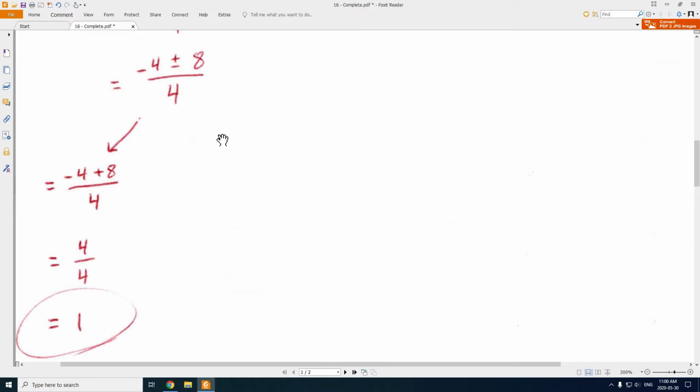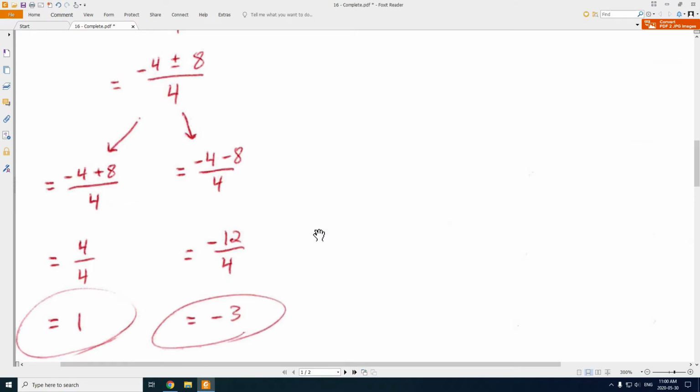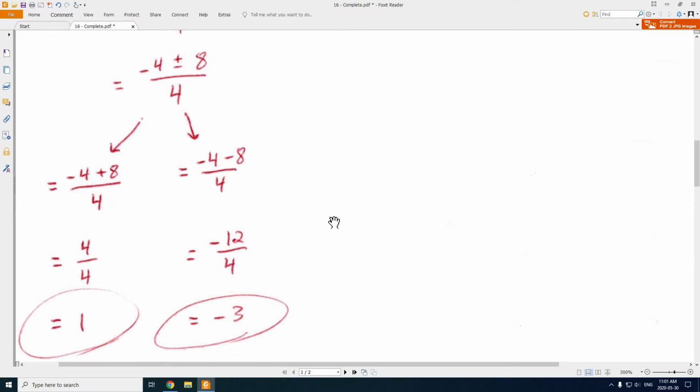Now the second answer, I'll split off over here. This one will use the minus instead. So negative 4 minus 8 over 4. That gives me a negative 12 over 4, which is negative 3. That's my other x-intercept, and that's it. Those are the two x-intercepts. I'm done. So you'll notice how that plus minus split us off into the two answers.